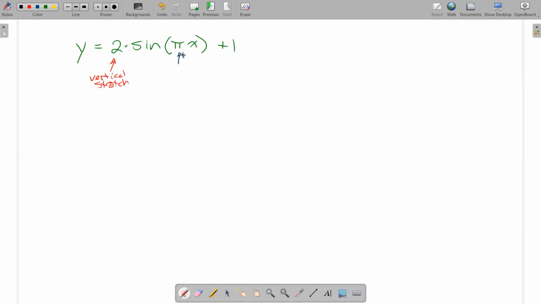The pi multiple on the inside here, that's horizontal because it's with the x, so it's going to be a horizontal change. And it's going to be backwards of what happens with a vertical because pi is greater than 1, so that means it's going to be a compression. And then I have this 1 on the outside. It's outside, which means it's vertical. And it's a plus. Vertical stuff is pretty straightforward, so that means it's a vertical shift up.